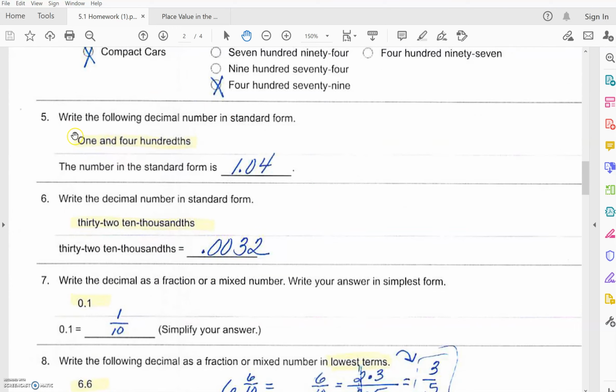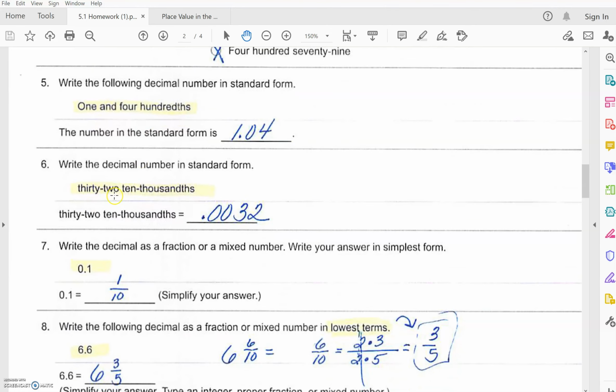Down below, we're going to now read it and write it out. So 1 and, whenever we see the word and, you know you have to include a decimal point. And then 4 hundredths. So that means it's 4, but hundredths, there should be 2 digits to represent that. So this is 4 hundredths, meaning it's in a hundredths position. Just like this, 32 ten-thousandths.